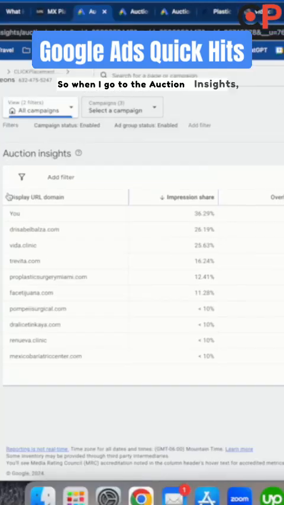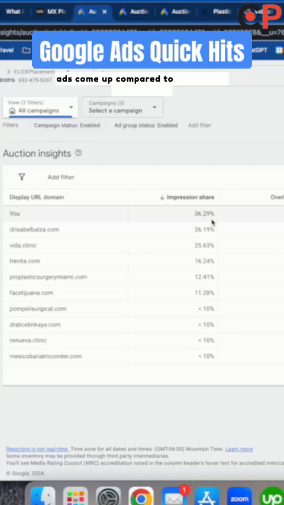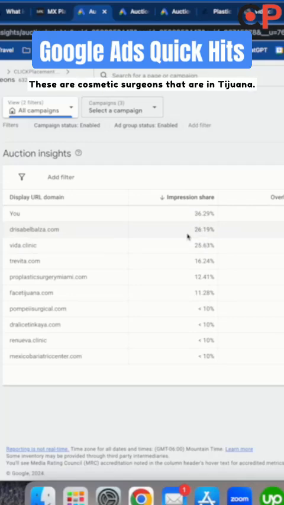So when I go to the auction insights, I know that we have 3 campaigns running. I have not selected a campaign. We are at the top as far as impression share. So we are dominating the market in regards to the keywords that we're targeting. 36% of the time, our ads come up compared to our closest competitors. And I've already looked up these competitors below us. These are cosmetic surgeons that are in Tijuana. Our client is running ads for people that are looking for surgery in Mexico City, but still, these are viable competitors.